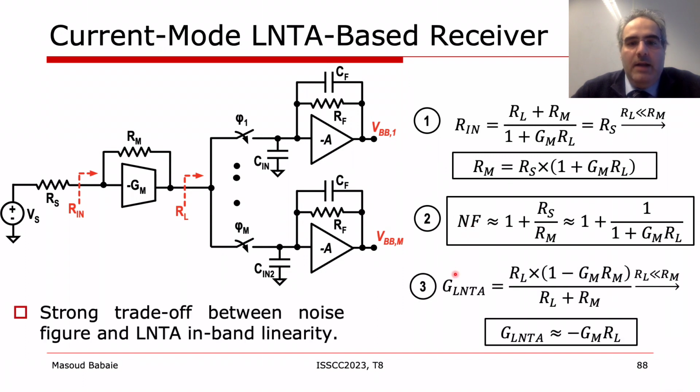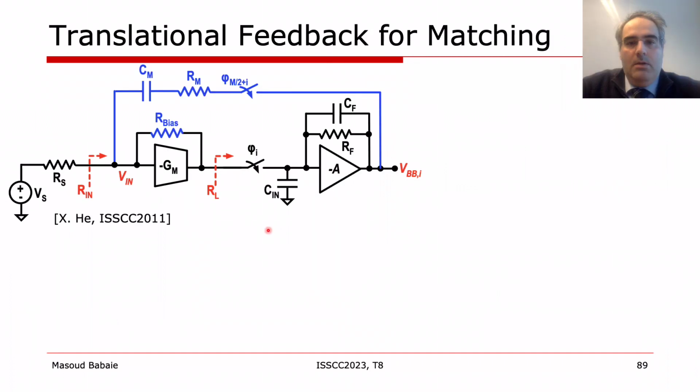It means that a larger GMRL is needed to minimize the receiver noise figure. However, on the other hand, the voltage gain of the LNTA is also related to GMRL, and to achieve high linearity, we need to avoid any voltage gain at the LNTA's output. However, this results in a large noise figure penalty. Since Rm is used to satisfy the input matching, there is a strong trade-off between the noise figure and linearity performance of this receiver.